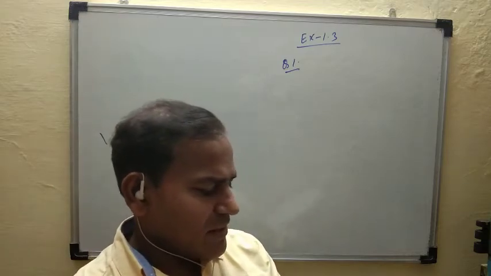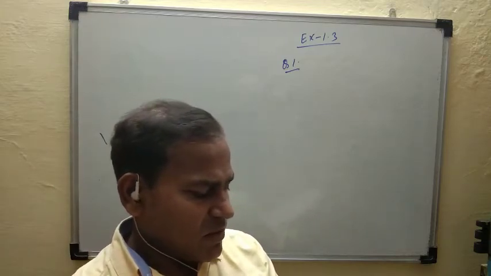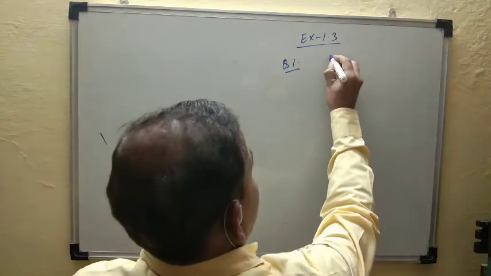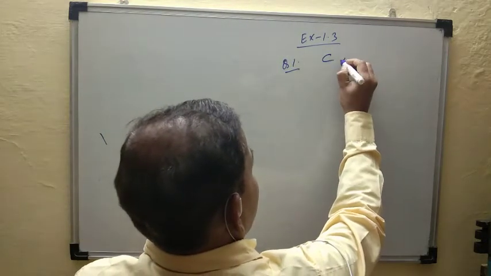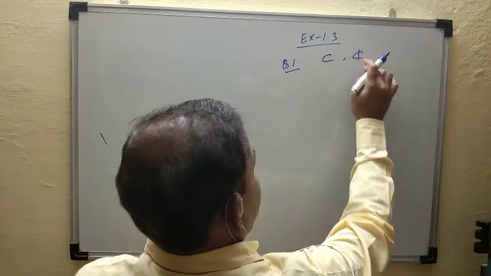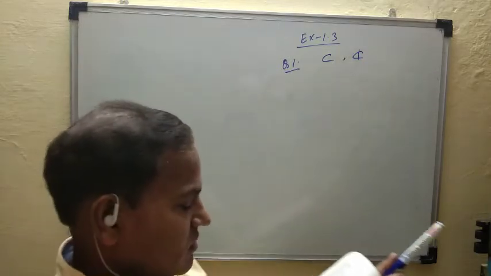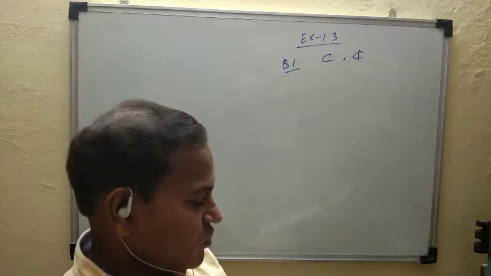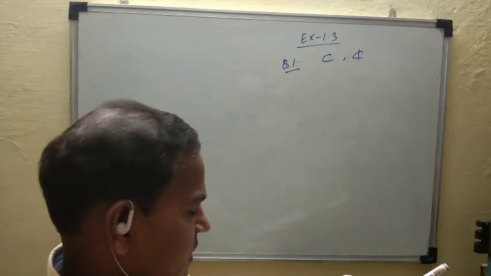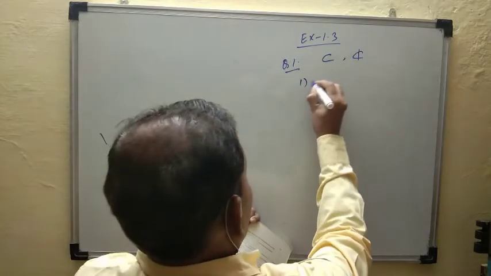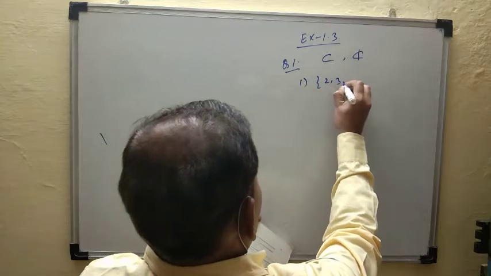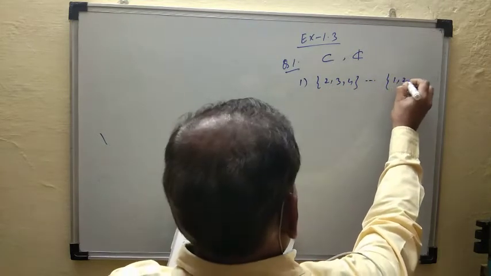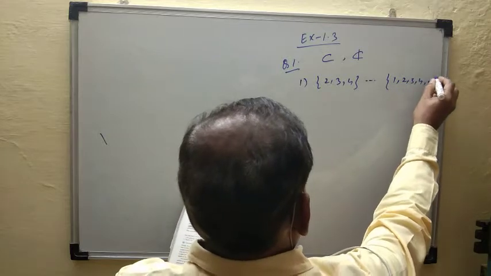Make correct statements by filling in the symbol subset or not subset. This is read as subset and this is read as not subset. So fill subset or not subset. First, the left side is {2, 3, 4} and you fill in the blank, and the right side is {1, 2, 3, 4, 5}.